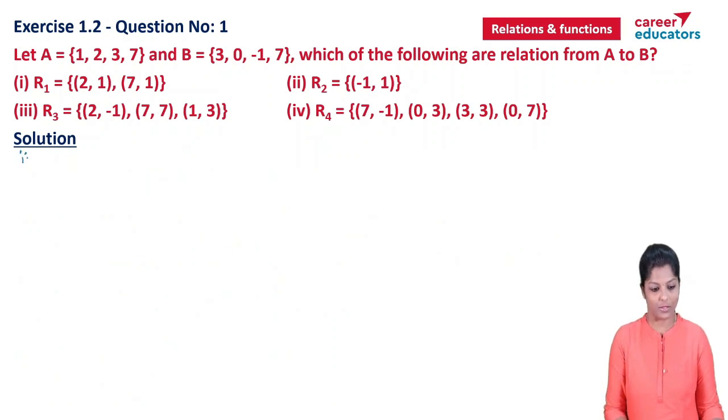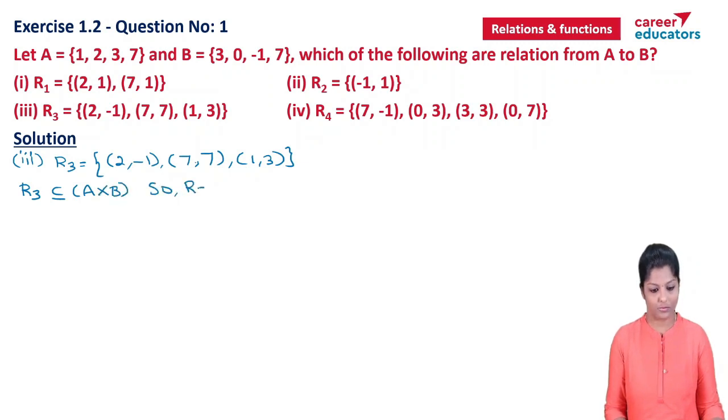In third subdivision, R3 is given as {(2, minus 1), (7, 7), (1, 3)}. Here, R3 is a subset of A cross B. So, R3 is a relation from A to B.